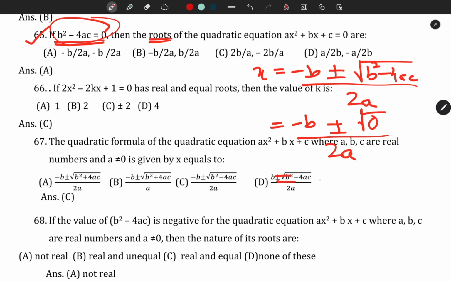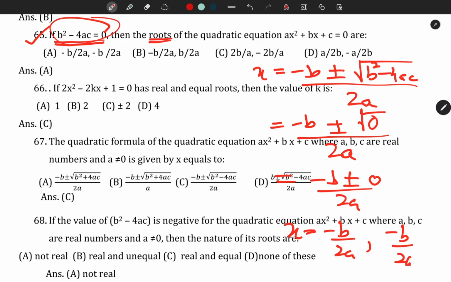So we have minus b plus minus root 0, which will be 0, by 2a. So x will be, if you add 0, b plus 0 will be b by twice a. If you subtract, minus b minus 0 will also remain minus b by twice a. So we have the roots as minus b by twice a. So the correct option is minus b by twice a.